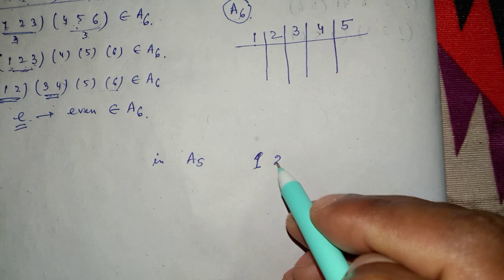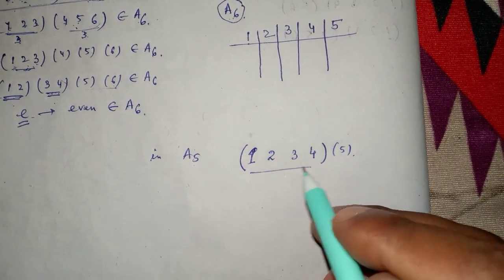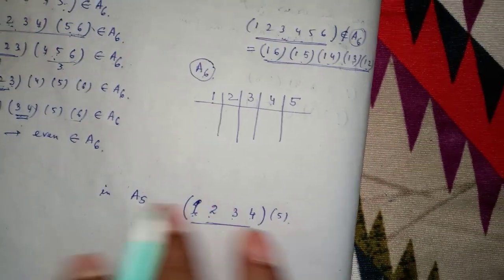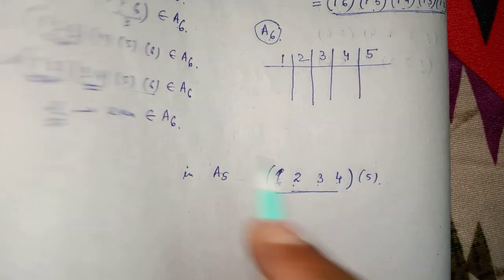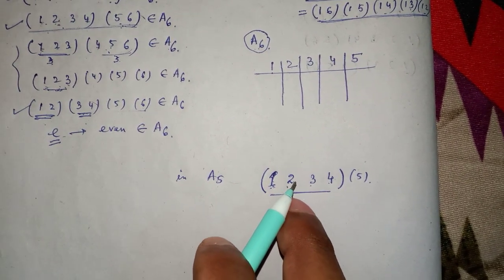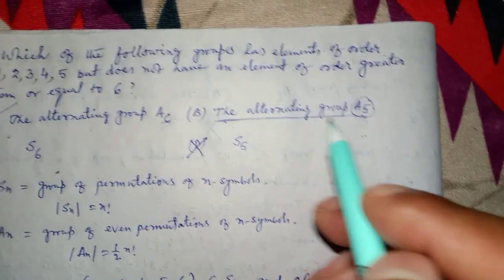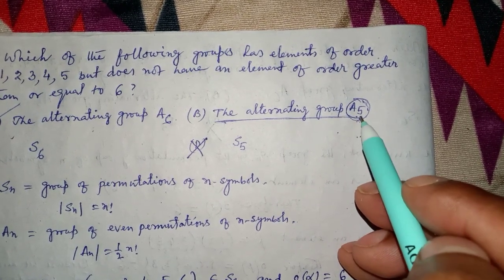1 2 3 4 5, it is the product of 3 transpositions, 1 4, 1 3 and 1 2, so it is not an even permutation. The permutation of order 4 is not contained in A5. So A5 does not contain an element of order 6, but A5 also does not contain an element of order 4.